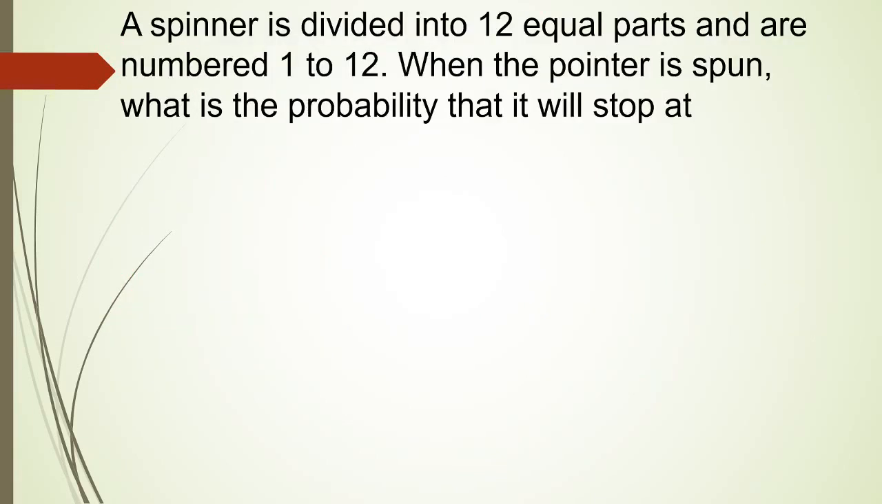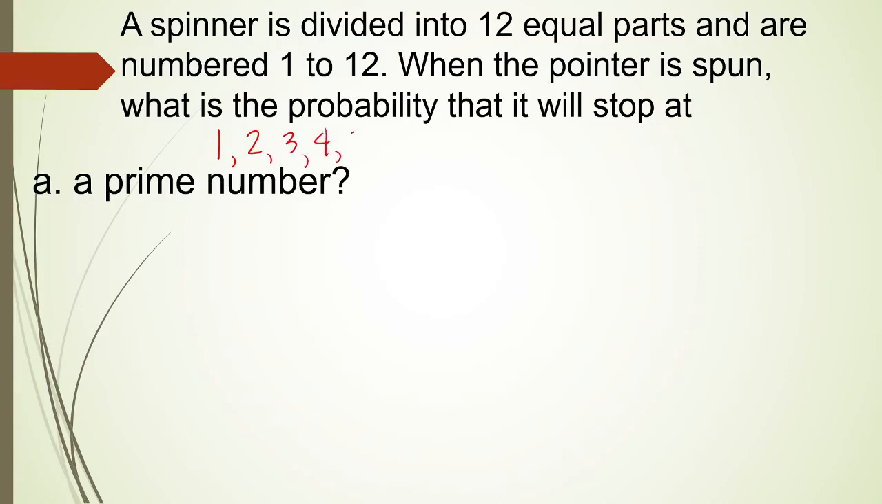Last one. Let's have our last problem. A spinner. A spinner is divided into 12 equal parts, numbered 1 to 12. When the pointer is spun, what is the probability that it will stop at a prime number? So take note, ang atong mga outcomes mao ni. 1, 2, 3, 4, 5, 6, 7, 8, 9, 10, 11, 12. Now, what are prime numbers from 1 to 12?